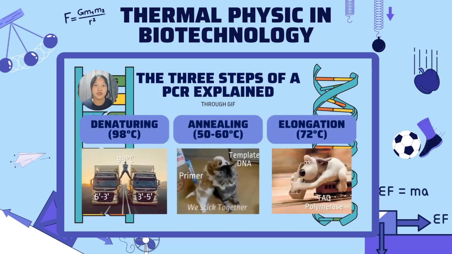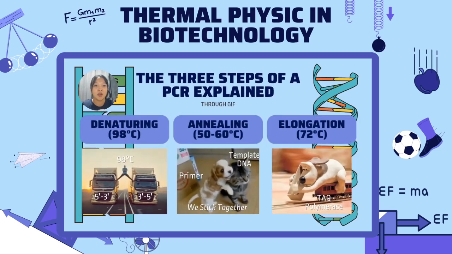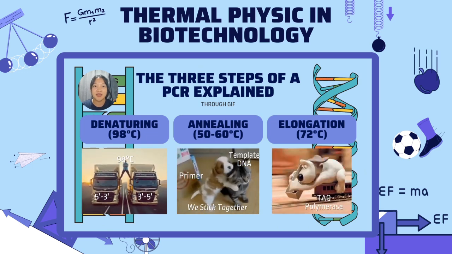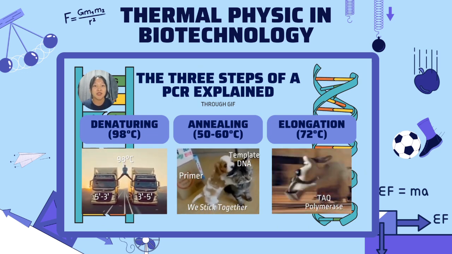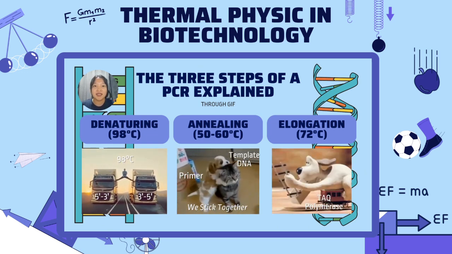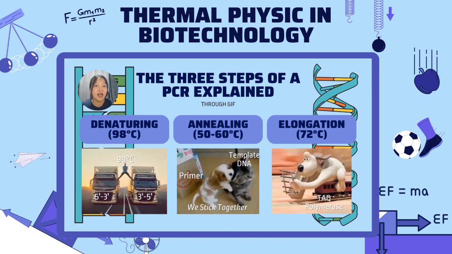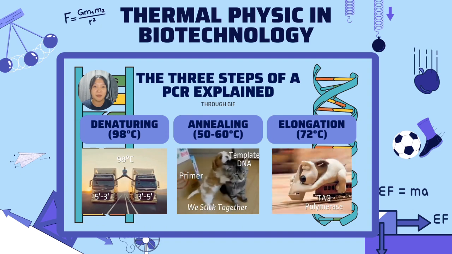In biotechnology, we use the polymerase chain reaction (PCR) to copy DNA, but at its heart, PCR is a masterpiece of thermal physics. Phase 1: Denaturing. We raise the temperature to 98 degrees Celsius. In physics, this high thermal energy increases molecular vibration, providing the work needed to break the hydrogen bond, like these two buses pulling the DNA strand apart.